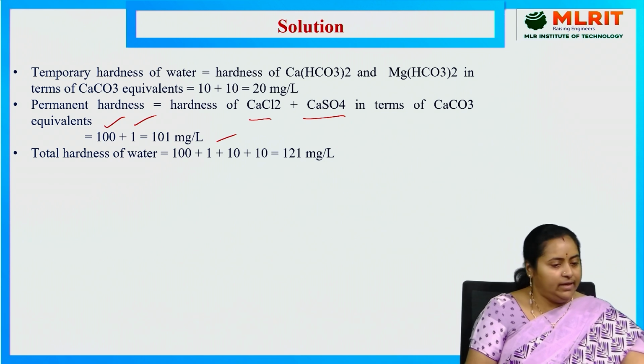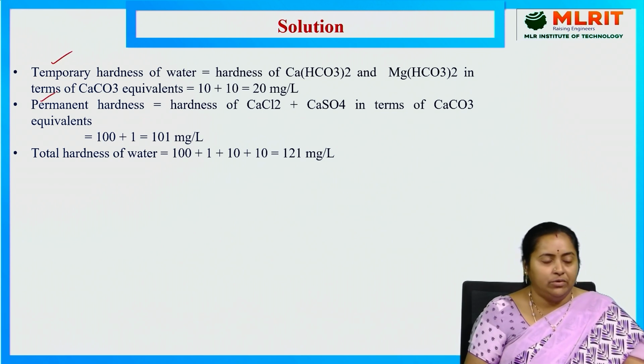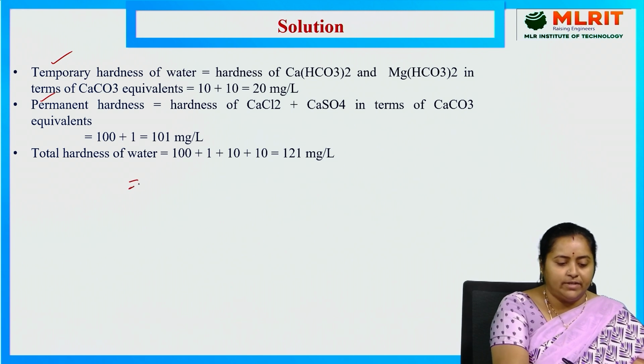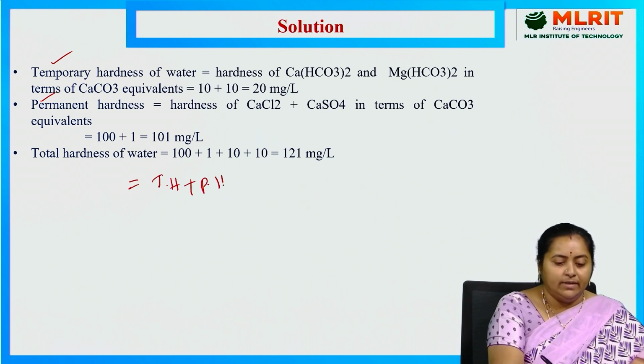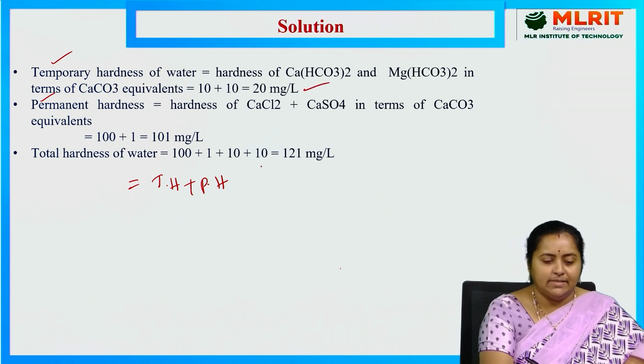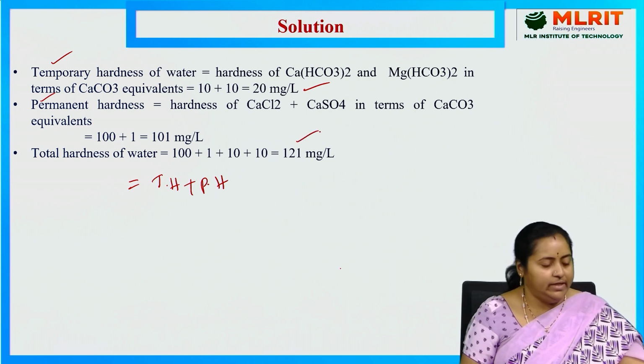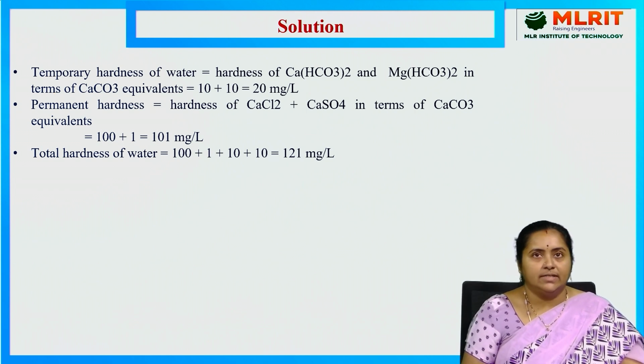So we calculated temporary hardness and permanent hardness. And we know the formula: total hardness of water is equal to temporary hardness plus permanent hardness. So if you substitute temporary hardness as 20 plus permanent hardness as 101, it becomes equal to 121 milligrams per liter. So this is the total hardness calculation.